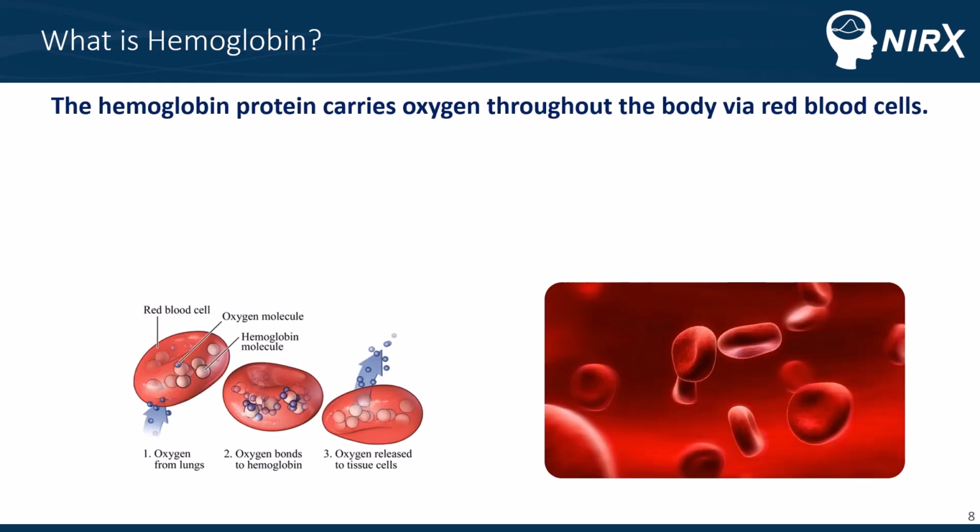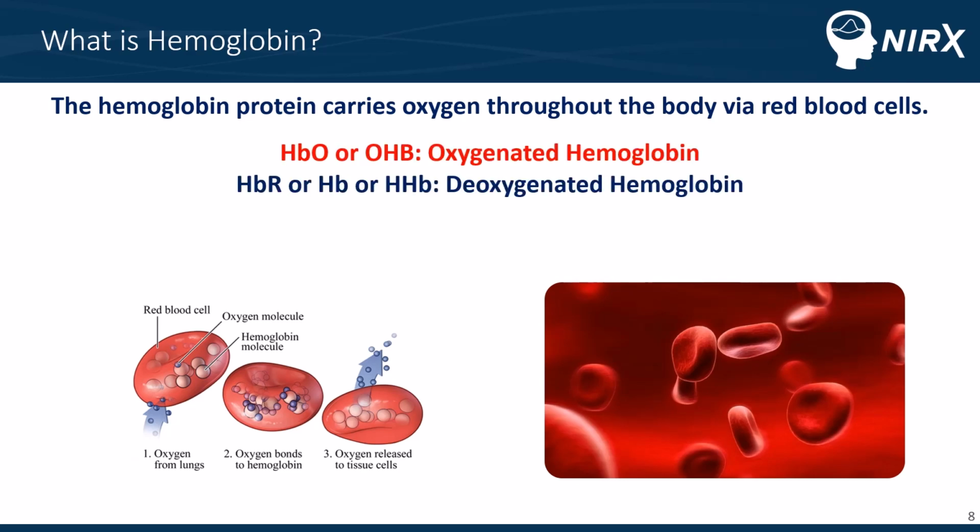Hemoglobin is a protein that carries oxygen throughout the body via red blood cells. So it's this protein that sits on red blood cells and carries oxygen. It has two states. It's either oxygenated or deoxygenated. So it either has the oxygen that it's bringing to the cells, or it's already given that oxygen and then it's headed back to the lungs to get more oxygen.